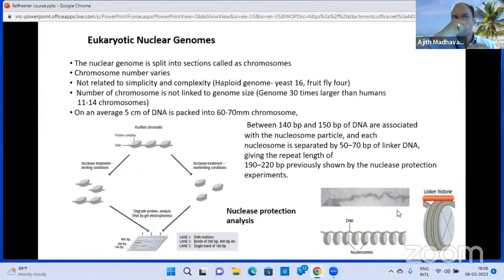So how much is spooled around the histone? It is between 140 base pairs to 150 base pairs. It is spooled around. So you have cylinder-like particles and the DNA molecule is spooled around it, like we have threads which are spooled into a bundle. So that's how it is carried out. So that is the first level. Around 140 bases to 150 bases is spooled around it.